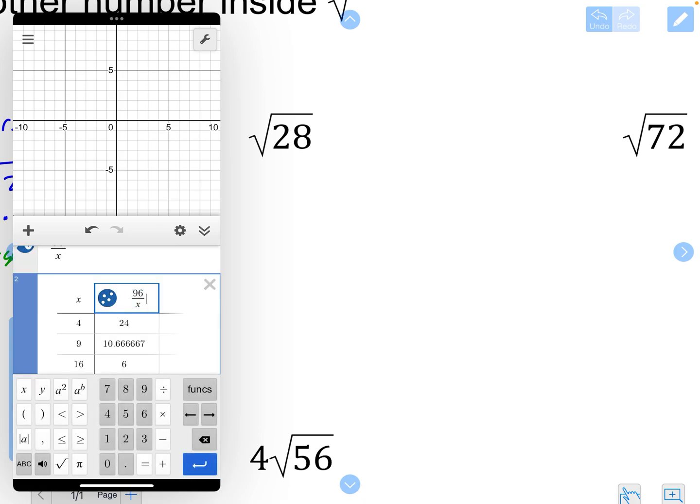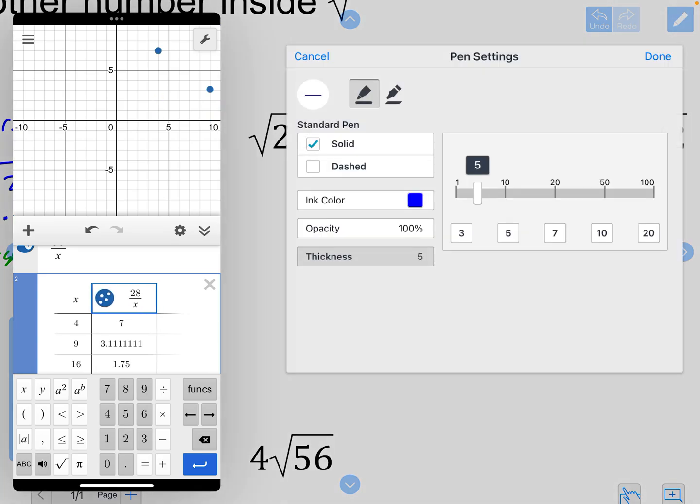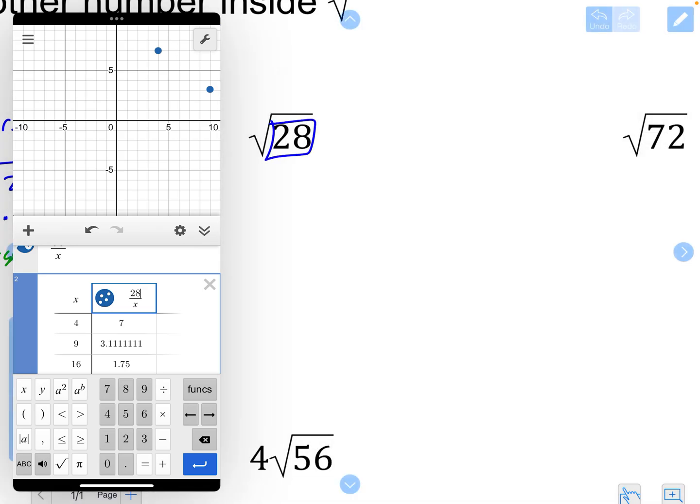Now if I'm using Desmos, I'm just going to go on the top of the table, delete the 96, and type in 28. Again, we always want to type in the number inside our radicand. So let's look for our factors.